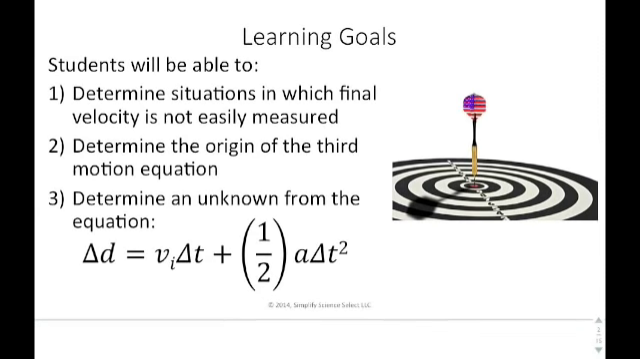So the learning goals. Students will be able to determine situations in which final velocity cannot be measured, determine the origin of the third motion equation, and determine an unknown in this particular equation.